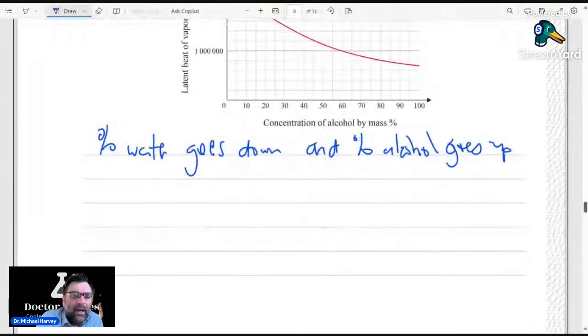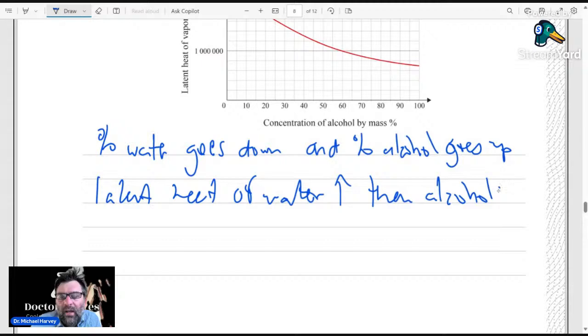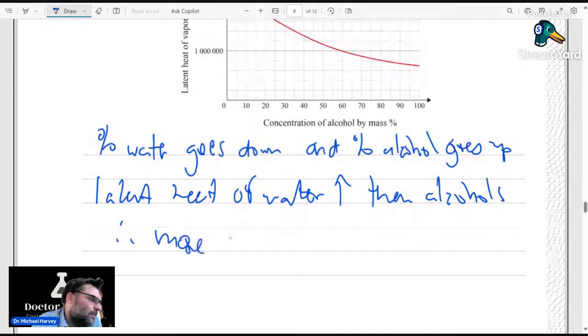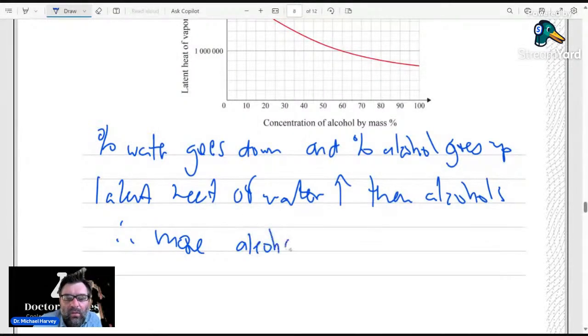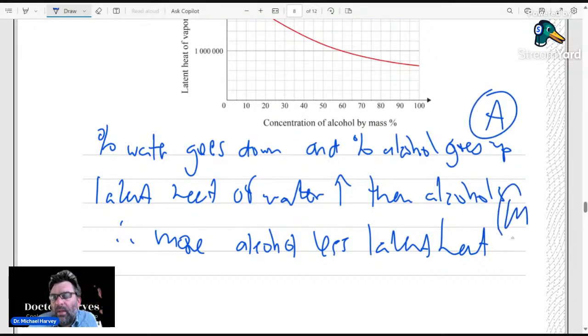Okay. The latent heat of water is higher than alcohol's. And so therefore, and that's what those three triangles mean, more alcohol, less latent heat. Yeah. Okay, so achieved is 1 point, and if you have 2 or more points, then that's going to be your merit.